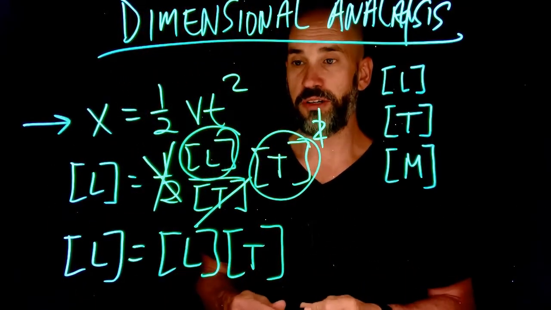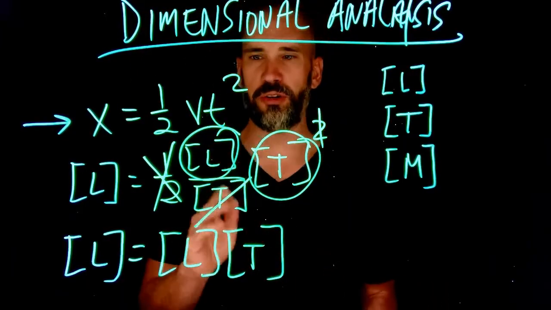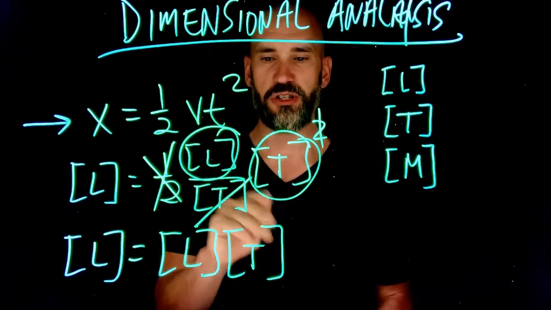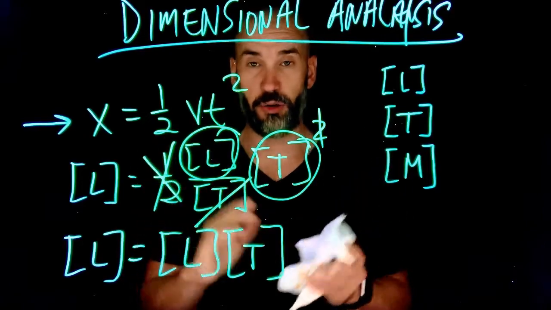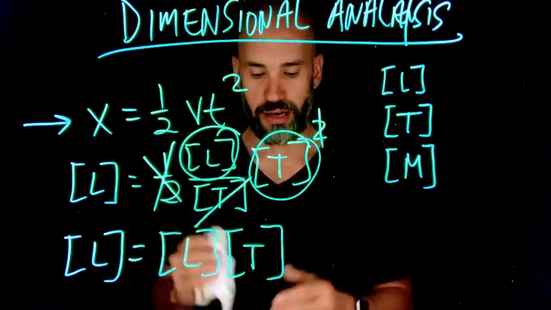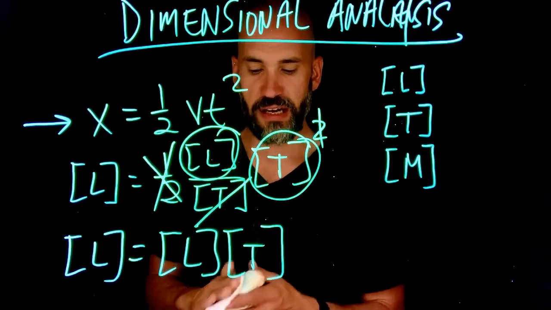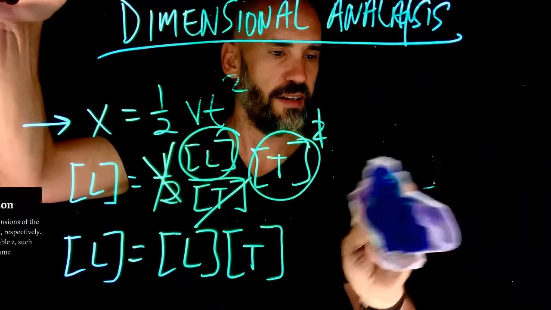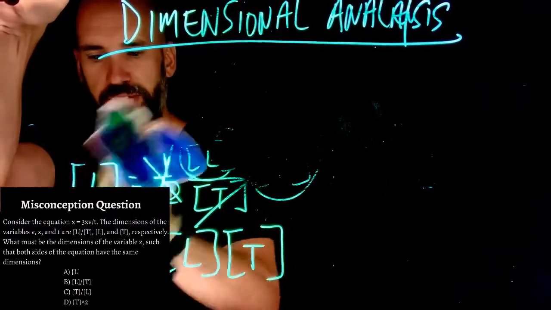And this is something you can do many times over when you're solving your own problems. If you're not sure what an equation is, you can always use dimensional analysis to tell you if you got the wrong equation and even how to possibly change it to make the right equation so that the units actually work out, okay? So if you guys could go ahead and advance a couple slides to the misconception question, we will at least do one more example before moving on from dimensional analysis.